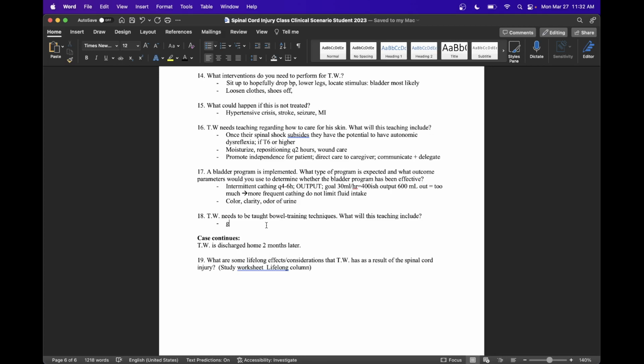Is it hard, soft, loose? Always go back to that assessment. If the patient's having a problem, okay, let's start back at the beginning. What's going on with the bowel movements? What do they look like? How much? Assess that first, and then go forward.